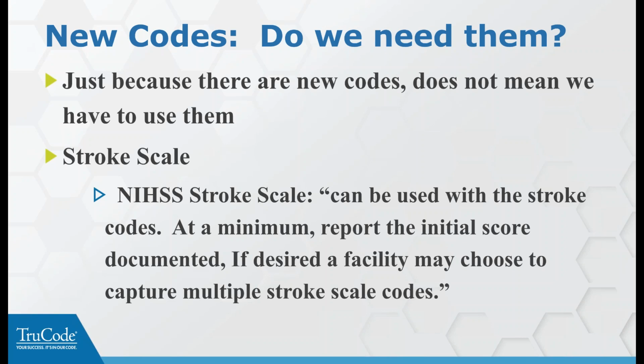Now, in the official coding guidelines, when they put these codes out there, I've got this quoted here because it's out of the official coding guidelines. It says they can be used with stroke codes, and at a minimum, you would want to report the initial score documented, and if desired, a facility may choose to capture multiple stroke scale codes. So my point here again is just because there are new codes doesn't mean you have to use them. Are they helping? Are they benefiting? Are they telling the patient's story? If so, then by all means use them. But if not, then maybe we don't need to.